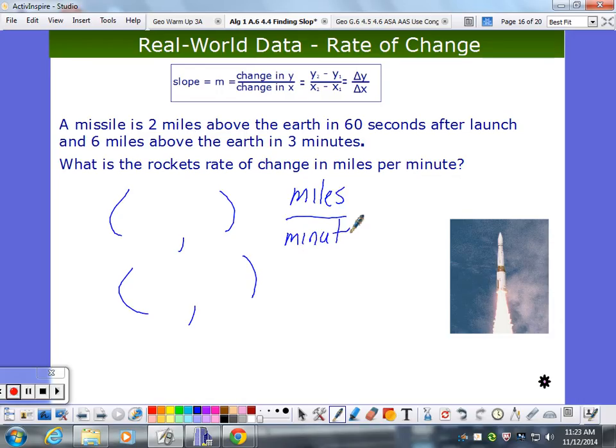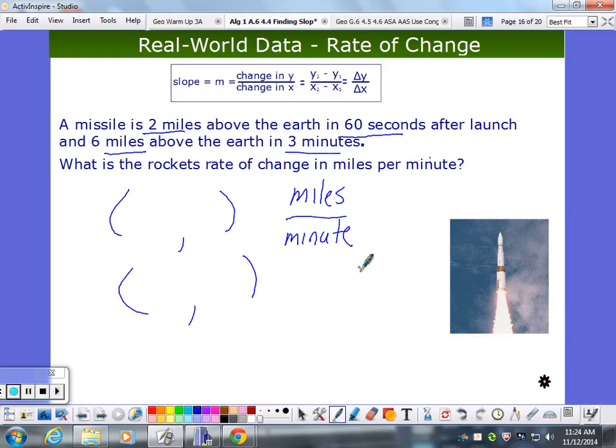All right, ladies and gentlemen, I hear too much talking. I'm amazed. She just did a fantastic job here. So somebody was listening. She said, oh, you need 2 points. So let me find 2 points. And I see 2 miles and 60 seconds. I also see 6 miles and 3 minutes. Now, the thing that we have to be careful about, though, who's the X value and who's the Y value? Now, how do you figure this out?